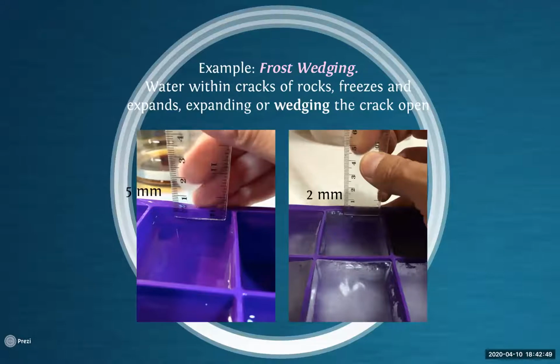An example of mechanical weathering is frost wedging. This happens where water within cracks of rocks freezes and expands, expanding or wedging the crack open. The photograph shows how water expands when changing from a liquid to a solid. Perhaps you've noticed this yourself.